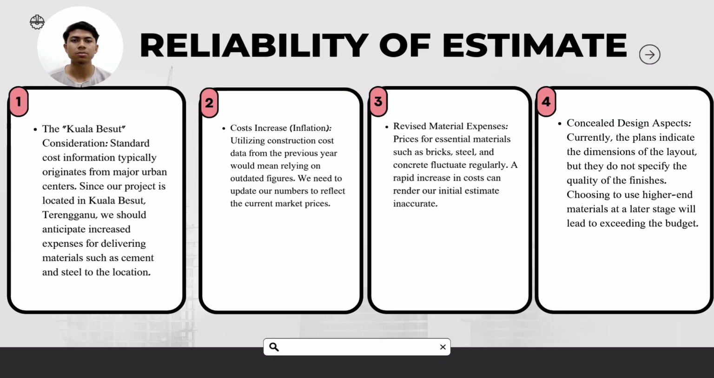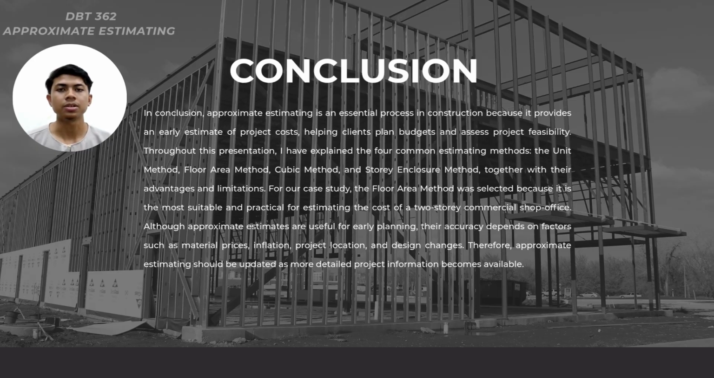And finally, the current drawings only show the building layout and dimensions. They do not specify the quality of finishes or materials. If the client later chooses higher quality finishes, the actual construction cost will be higher than the initial estimate. In conclusion, approximate estimating is an important tool during the early planning stage of construction projects. It helps clients estimate project costs, evaluate financial feasibility, and make informed decisions before preparing detailed design. Among the available methods, the floor area method is the most suitable for this project because it provides a good balance between simplicity and accuracy.